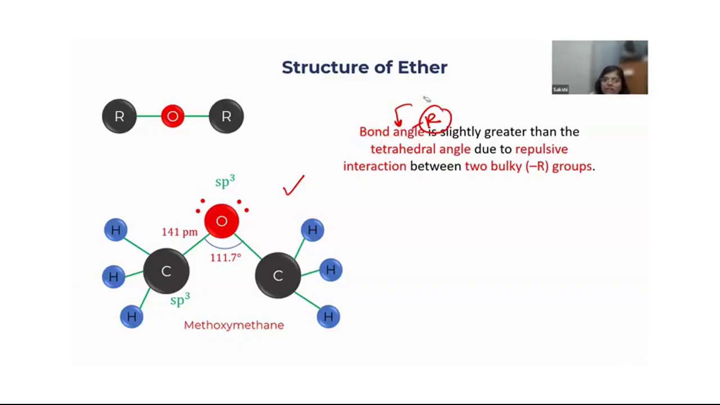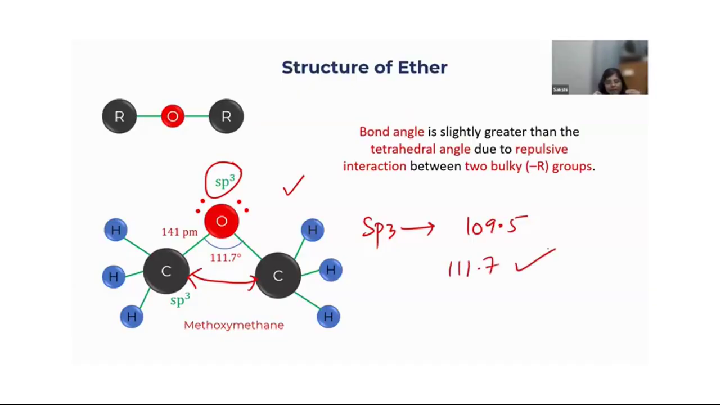Okay. Now, see, the bond angle is slightly greater than the tetrahedral angle. Now, why is the bond angle greater? See, basically these lone pairs are shifting it like this, but these groups are bulky, right? Bulky groups won't like to come close to each other. So they are expanding the structure like this. Hence, basically, the geometry is sp3, right? So for sp3, the angle should be 109.5, right? But it is 111.7. Why? Because of the repulsion between the bulky groups, right?